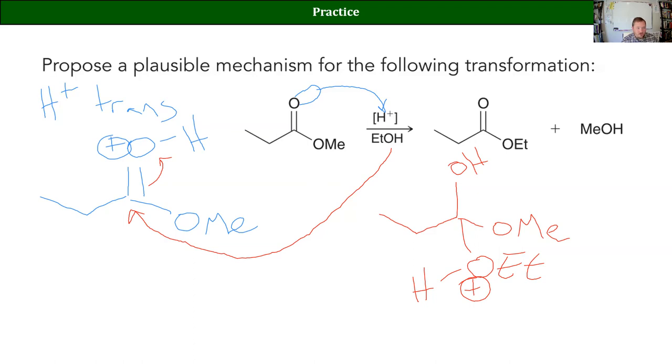So we're going to have another proton transfer step, and really two of them that you could draw at the same time. We're going to protonate the methoxy group and deprotonate the ethanol group at the same time. You could draw it as two different steps, probably more accurate to do it that way, but it starts being a lot of steps. So we're going to protonate the methoxy group. We're going to deprotonate the ethoxy group. So proton transfer, nucleophilic attack, proton transfer again. Now our leaving group can leave.